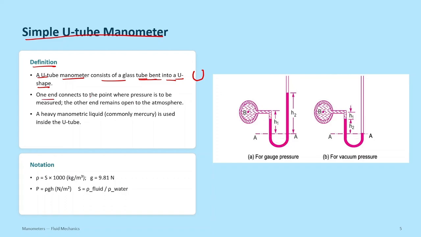One end is connected to the point where the pressure is to be measured, like point B here, and the other end is open to the atmosphere. A heavy manometric liquid, commonly mercury, is used inside the U-tube. It means like here is a lighter liquid, you can say water, and this will be the mercury, or you can say the heavy liquid.